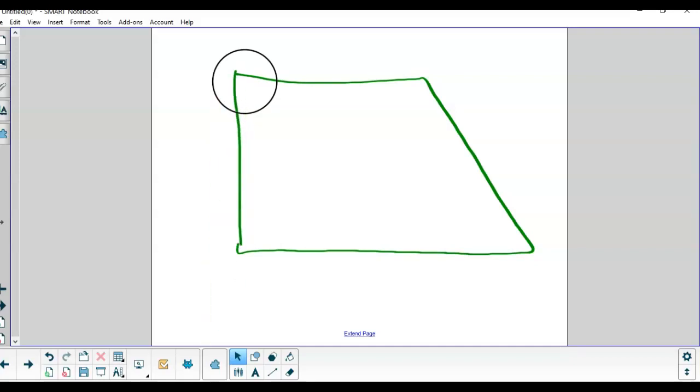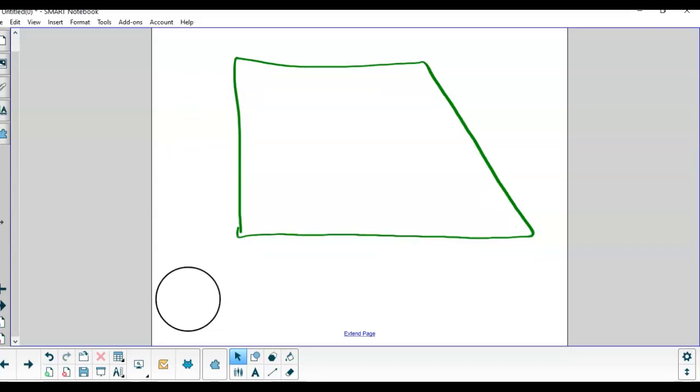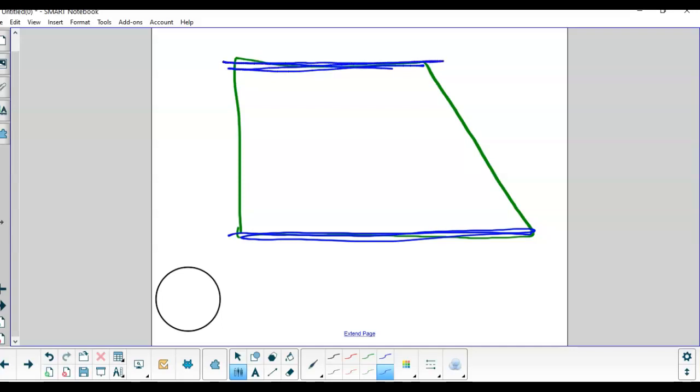But let's see if it matches the other qualifications for a trapezoid. Does it have four sides? Oh, it sure does. Does it have one pair of parallel sides? Well, let's look and see. You know what? It does. This side down here on the bottom is parallel with this side here on the top. So a trapezoid doesn't always have to look like the traditional trapezoid we are used to seeing. This figure right here is also classified as a trapezoid. So trapezoids can indeed have right angles, which we notice right in those two corners.